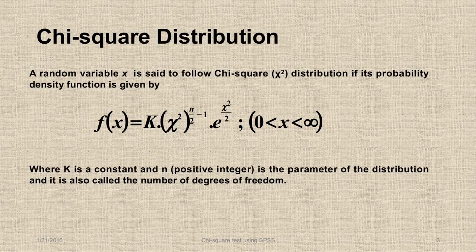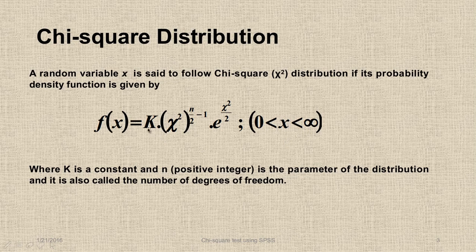Before going to the actual applications using SPSS, first of all let's have some ideas about the chi-square distribution. A random variable is said to follow the chi-square distribution if its probability density function is given by this. The chi-square distribution is a continuous probability distribution where the range of the values of the variable is 0 to infinity. So only positive values of the variable will be considered for the chi-square distribution.